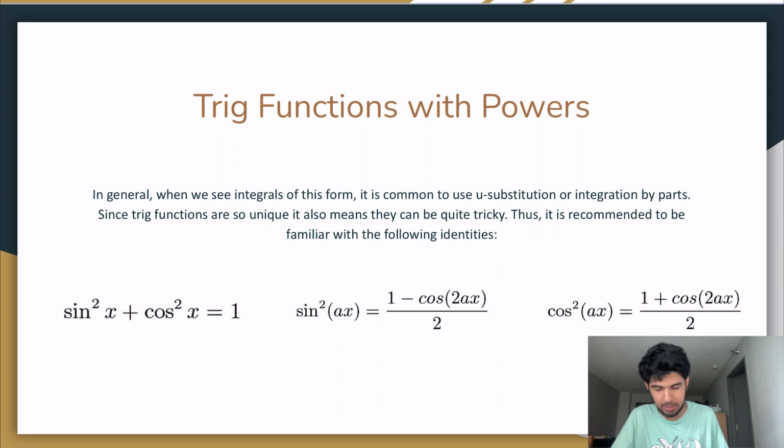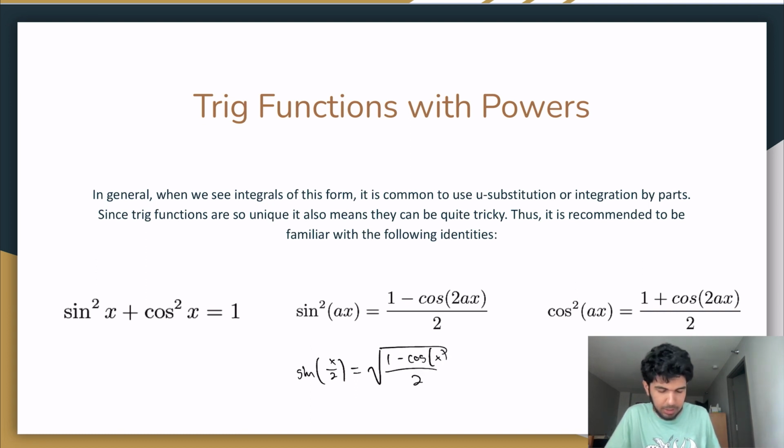You may have seen them as sine of x over 2 equals the square root of 1 minus cosine of x over 2. These two are identical to each other. It's just a little bit of manipulation, squaring both sides and then handling the coefficients separately. That's besides the point. But yeah, these are the formulas to be familiar with because we'll be using them quite a lot.